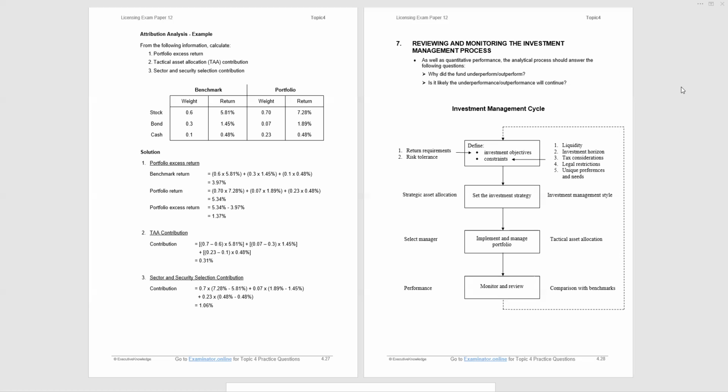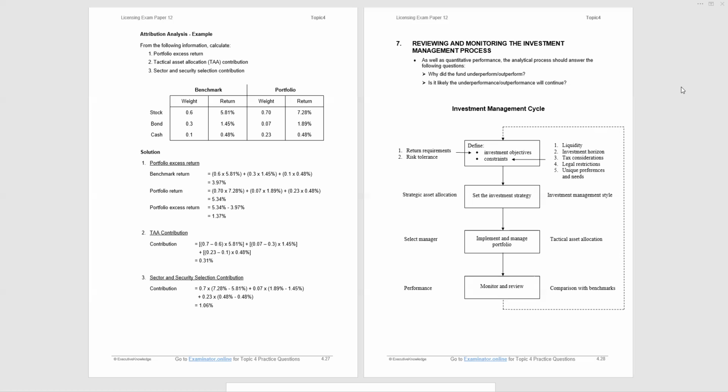achieved compared to the actual weights. And you can see the calculation under 3, and that comes out to be 1.06. But we could have got the sector and security selection contribution in a much faster way, because we know that the portfolio excess return is the tactical asset allocation contribution plus the sector and security selection contribution. So if we know that the portfolio excess return was 1.37, we then deduct 0.31 from it to get the sector and security selection contribution of 1.06.